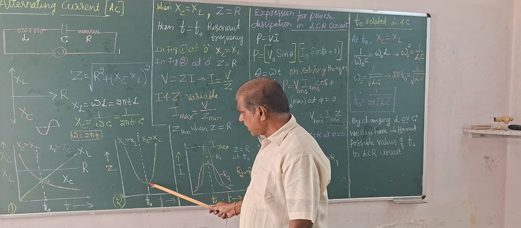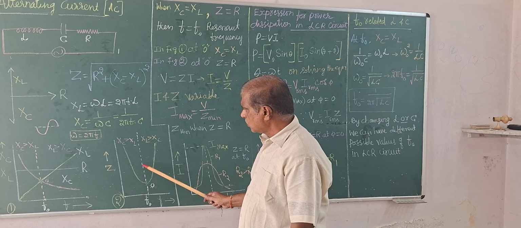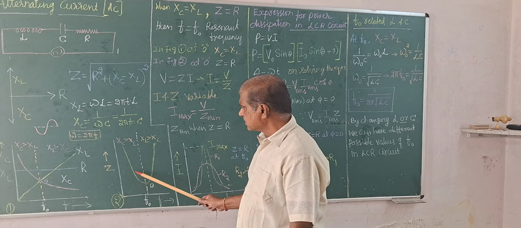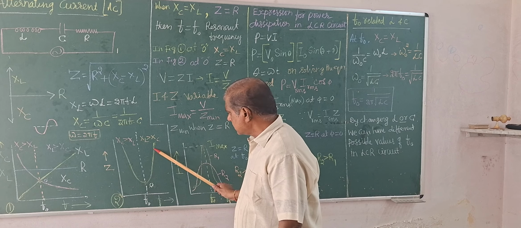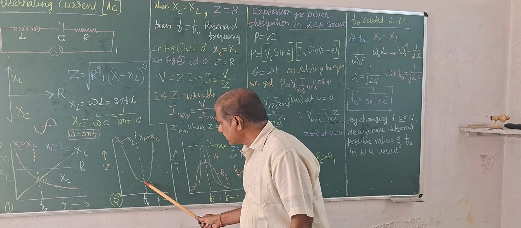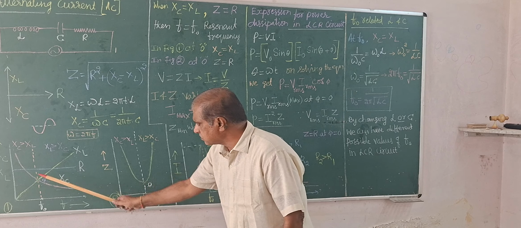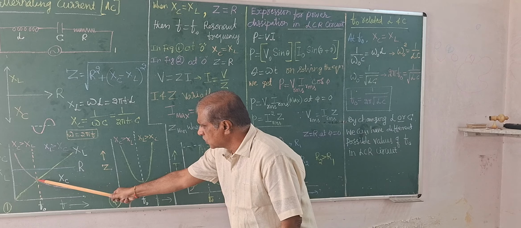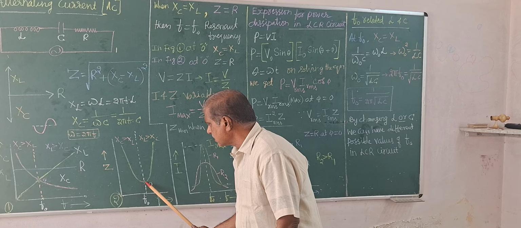So now in this we have two graphs. This is a graph like this, this is a graph like this. This graph is a resultant of this portion. This graph is a resultant of this portion. They meet at this point. Let us understand this point. What is this point? At this point, XC is equal to XL. At this point or this point, XC is equal to XL.